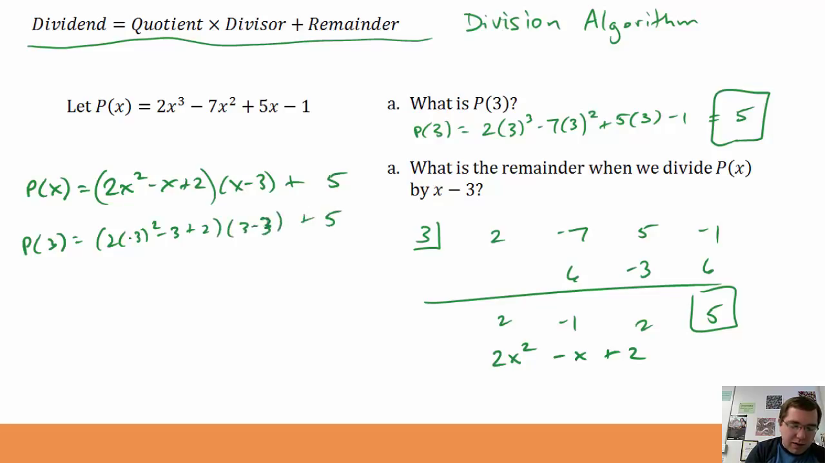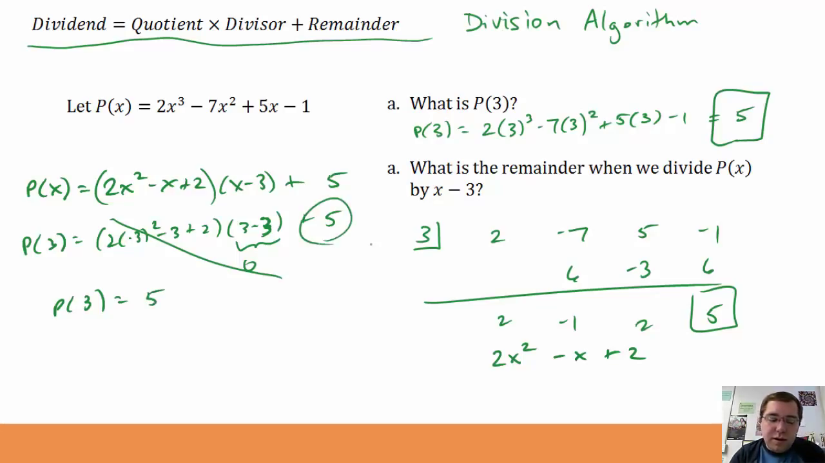And I don't really care what the 2 times 3 squared minus 3 plus 2 is, because it's going to be multiplied by 3 minus 3, which is 0. This whole thing goes away to be 0, and p of 3, according to this, is just 5, which was the remainder. So that's a loose proof of why p of 3 is going to be the same as the remainder when I divide by x minus 3.